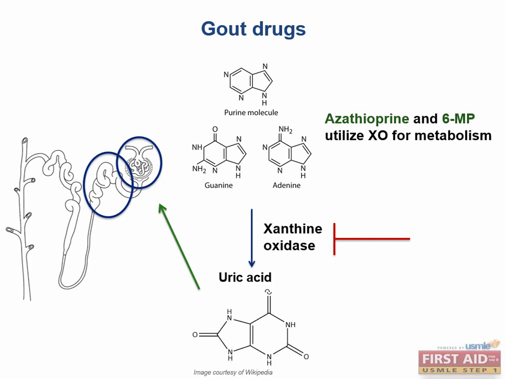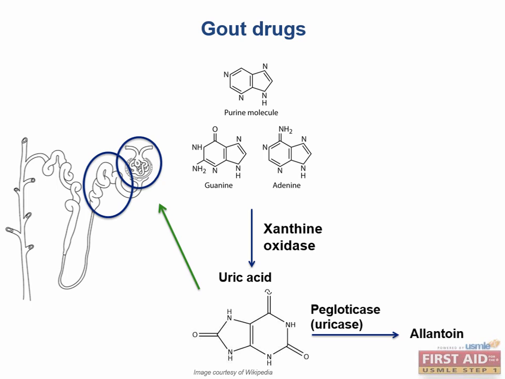There's also a new drug just like allopurinol called febuxostat. How does it work? It also inhibits xanthine oxidase. Would you expect it to have the same drug interactions? Yeah, of course, because it still blocks the metabolism of 6-MP and azathioprine.